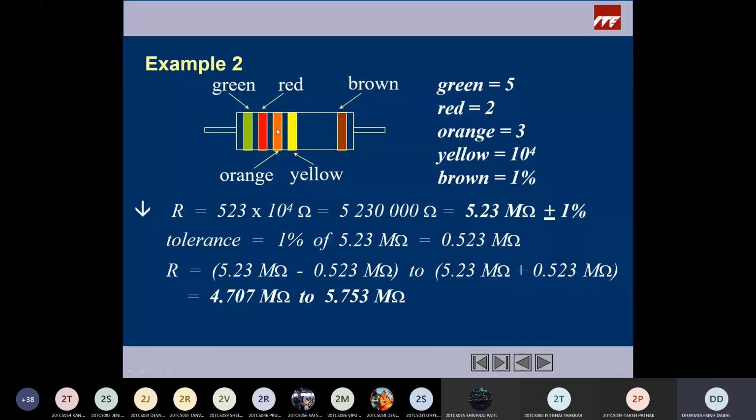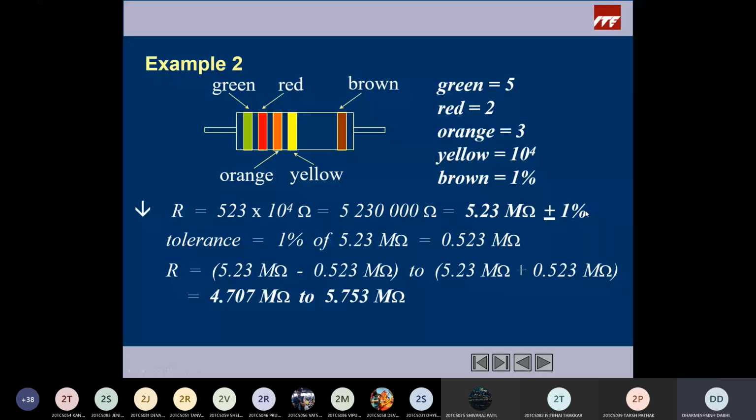Third color band is orange, that has a value of 3. So this is the third digit. So 5, 2, 3. And the fourth band is a yellow color. Yellow color has a value of 4. It means that this 5, 2, 3 is multiplied with 10 raised to 4. And the last band is brown. So brown has a 1% tolerance.